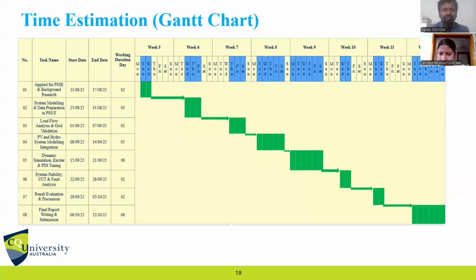This is our Gantt chart. Our Gantt chart outlines the project timeline from data collection and modeling to analysis and reporting, all completed within schedule.